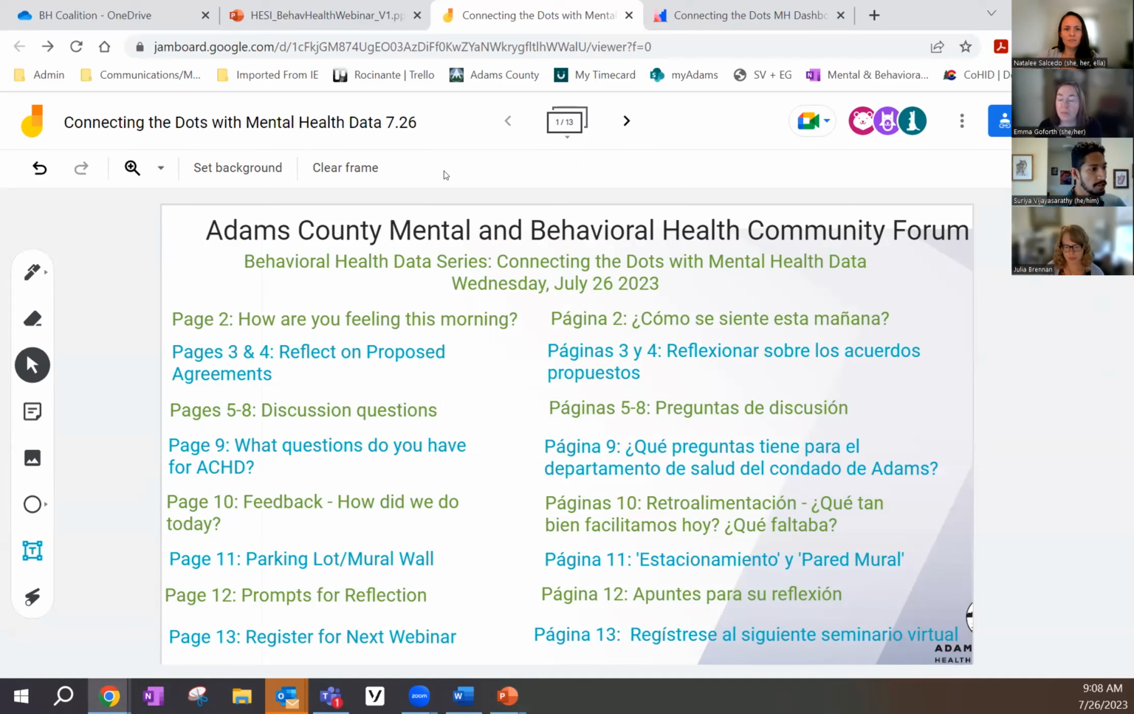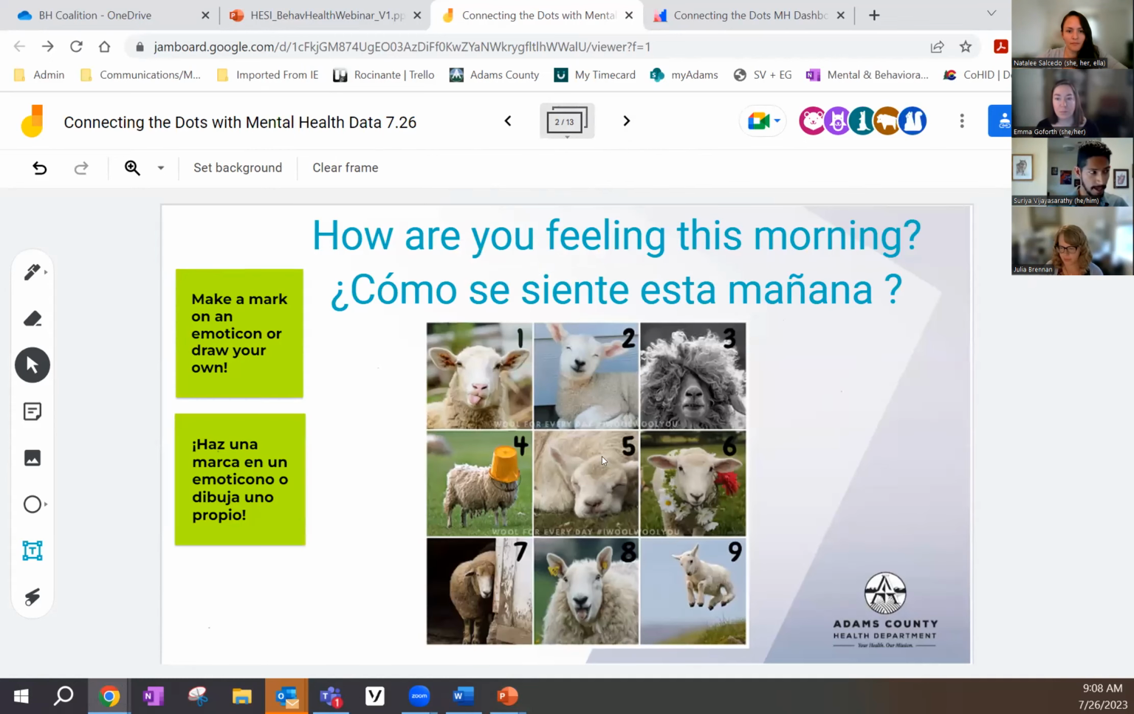Appreciate it. So if you go to the Jamboard, you'll come to this page over here, and this is just a quick table of contents to help you navigate. Use these arrow keys to navigate to different frames. We're going to start here at number 2.